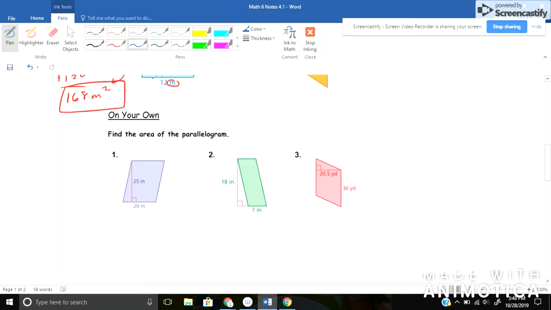All right, hopefully you've had a chance to try those, and you should have come up with 500 meters squared, 126 inches squared, and 615 yards squared. Let me know if you have more questions on those.